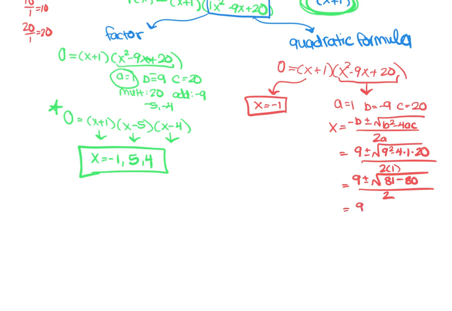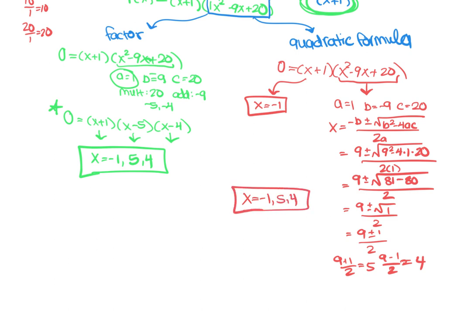So this would be 9 plus or minus the square root of 1, over 2, and the square root of 1 is just 1. So it's 9 plus or minus 1 over 2, which would be 9 plus 1 over 2, and 9 minus 1 over 2. 9 plus 1 is 10, divided by 2 is 5. 9 minus 1 is 8, divided by 2 is 4. So we get those same values of negative 1, 5, and 4.